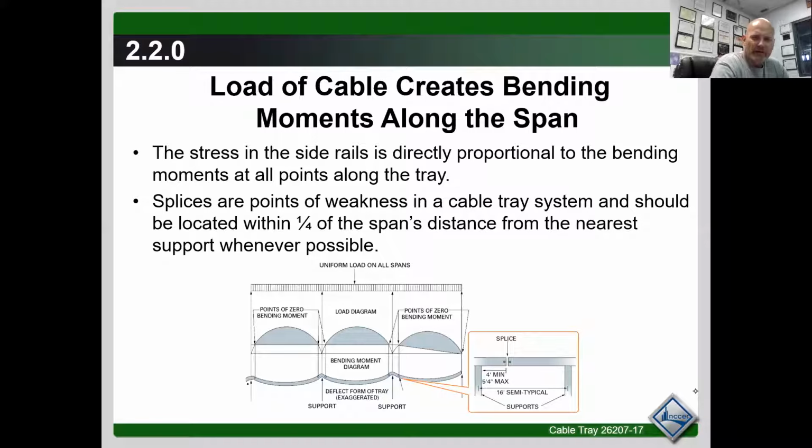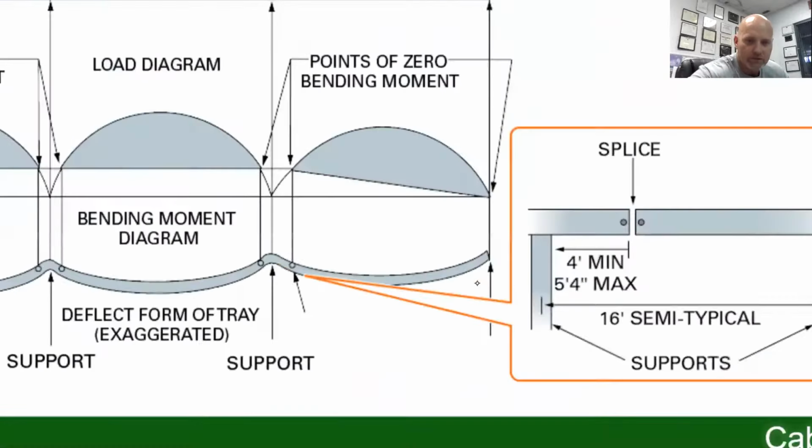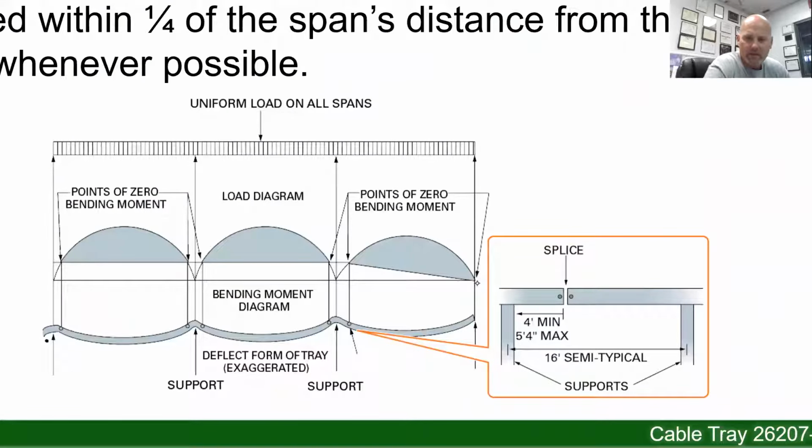Load of a cable creates bending moments along the span. The stress in the side rail is directly proportional to the bending moments at all points along that tray. Splices are points of weakness and should be located within 1/4 of the span distance from the nearest support whenever possible. So this here is just an illustration showing the weakness between your splice and support. You really just want to make sure that you're not overloading your cable trays.